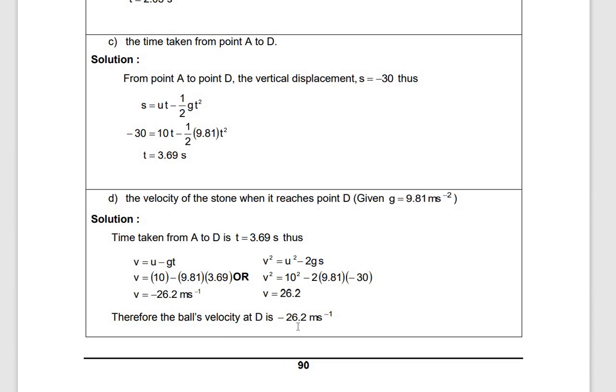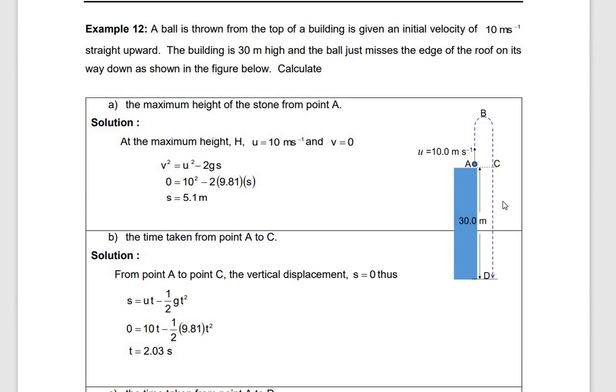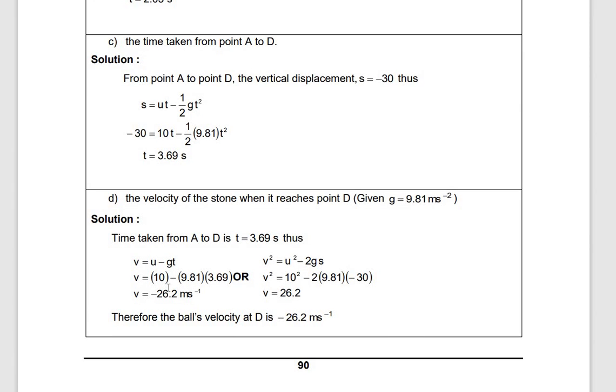The velocity of the ball is negative 26.2. Why? Sebab velocity itu dia adalah vektor. So, velocity dia akan ambil nilai negatif bila dia bergerak ke bawah. Dia bergerak ke atas, dia positif lah. Bila dia bergerak ke bawah, dia akan jadi negatif. So, that's why dekat sini dapat negatif. Okay.